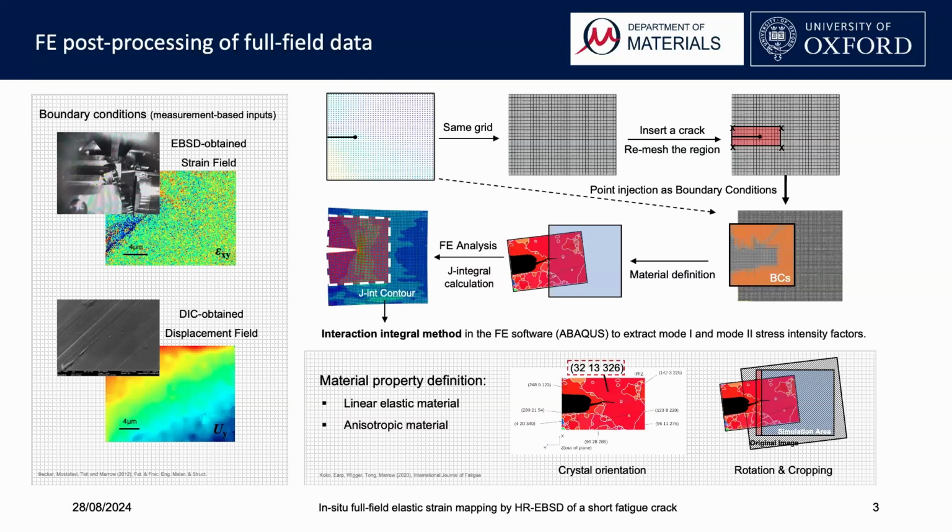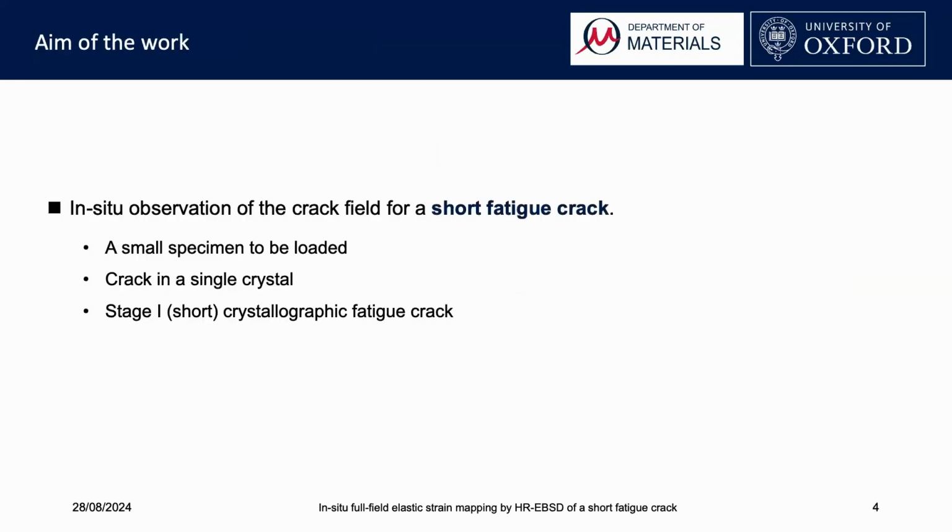We can deal with two different types of data. We can deal with displacement fields from digital image correlation, and we can work with strain field data from EBSD measurements. The strain field data will be interpreted into a displacement field before using it. After defining the material properties, we run finite element analysis, and by assuming linear anisotropic elasticity, we can extract both mode 1 and mode 2 stress intensity factors and the J integral values from our calculation. So now the method is established.